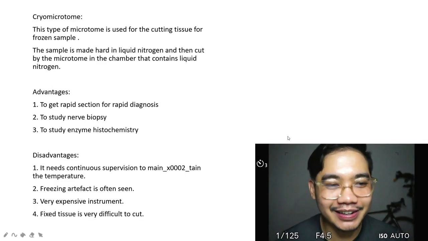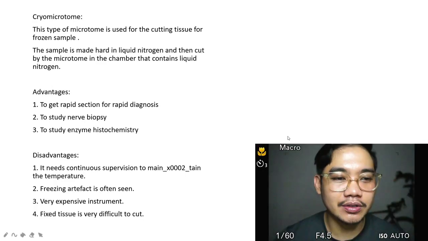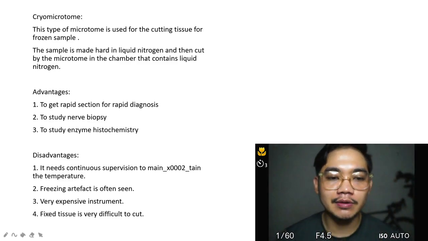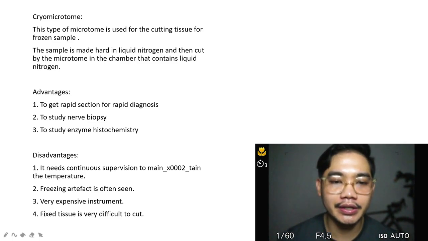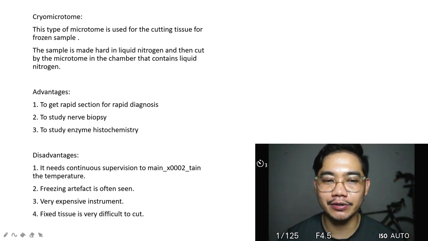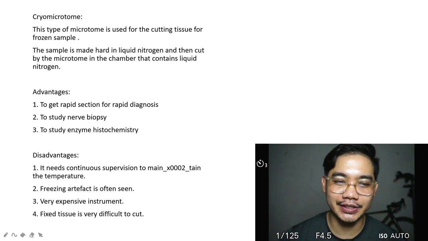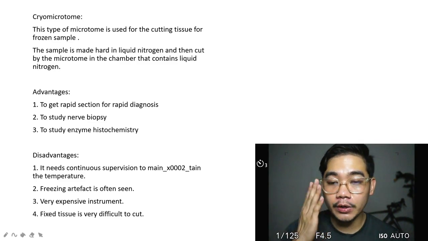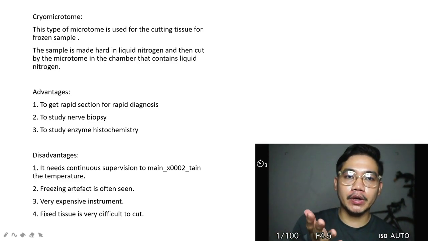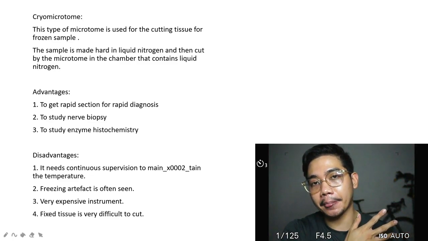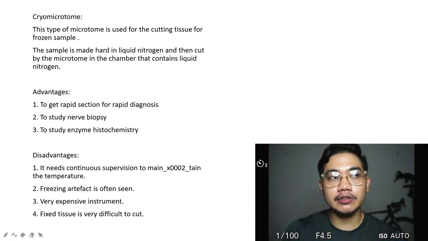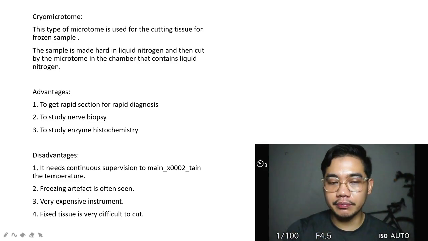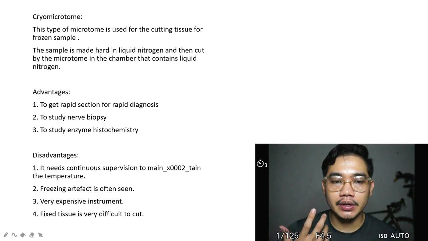And then the cryo microtome. So this type of microtome is used for cutting tissue for the frozen section. The sample is made hard in liquid nitrogen and cut by the microtome in a chamber that contains liquid nitrogen. So this is different because there are different types of freezing microtomes, no? Cryo microtome, and ours uses a freezing media rather than liquid nitrogen.